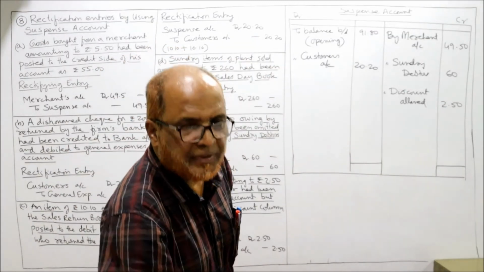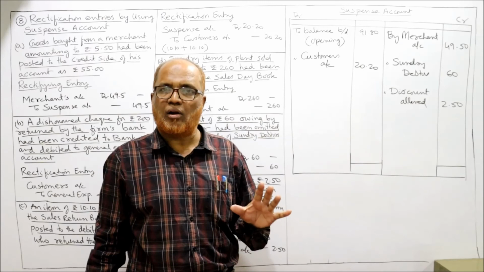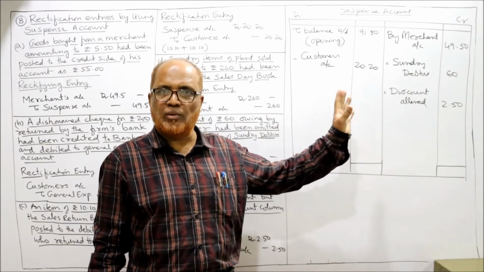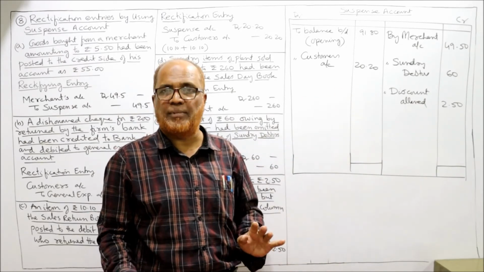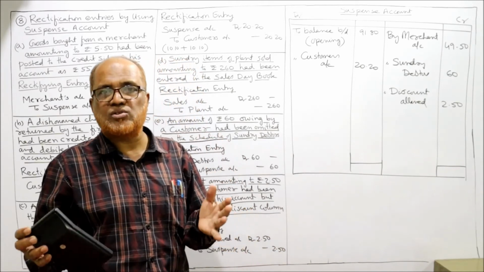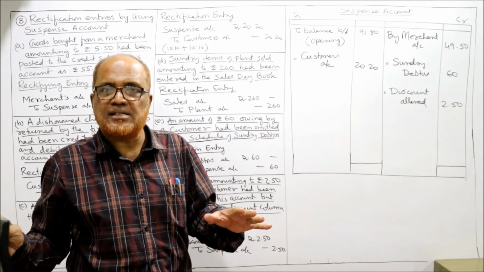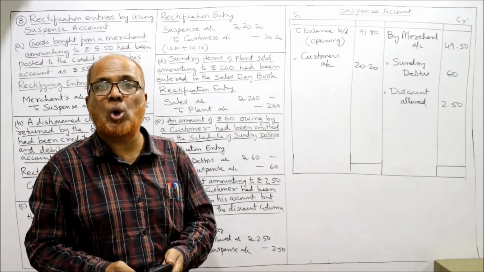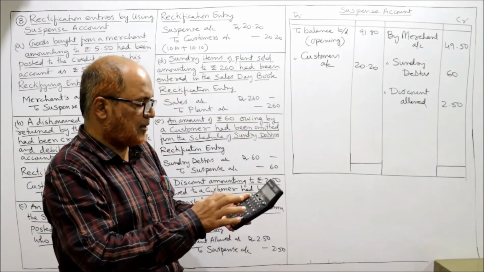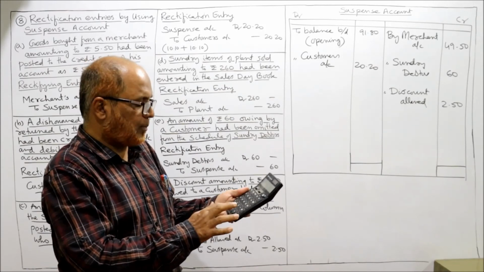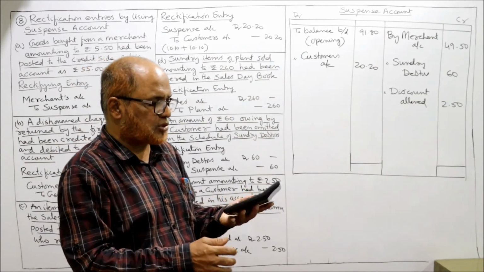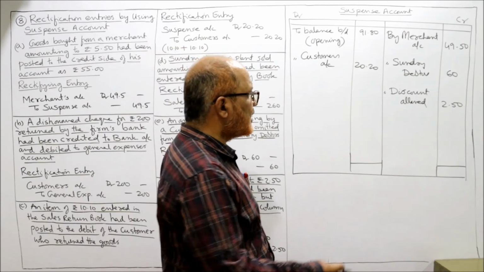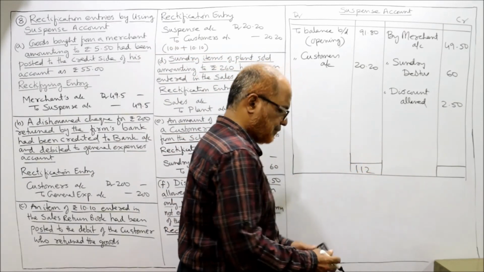Now we'll see whether suspense account will tally or not. Will both the sides be equal or are some errors still remaining? After rectifying the errors, if all the errors are completed and no further errors are there, then the suspense account will be closed. Now we'll find out the debit side. 91.80 plus 20.20 comes to 112. So on the debit side I'm getting 112 total.